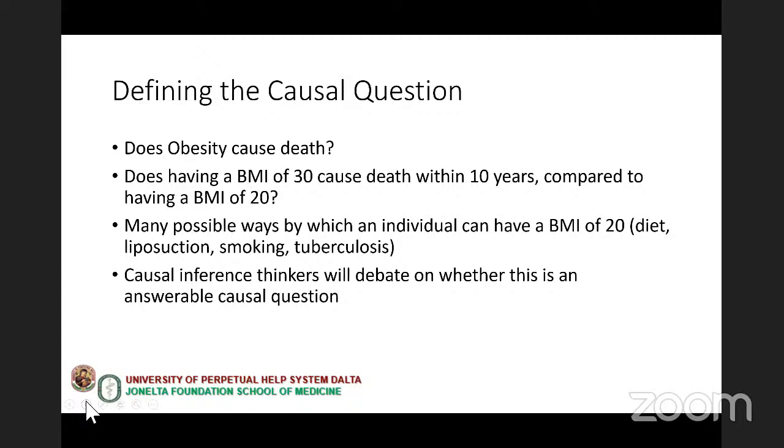Does obesity cause death? Does having a BMI of 30 cause death within 10 years compared to having a BMI of 20? And what are the things that you have to know? There are many possible ways by which an individual can have a BMI of 20. You could have diet, you could have liposuction, you could do smoking, tuberculosis, cancer, and any other disease. And causal inference thinkers will debate whether this is a truly answerable causal question.